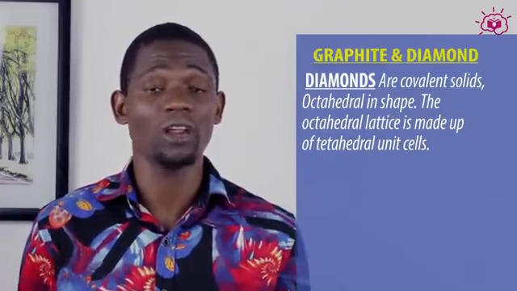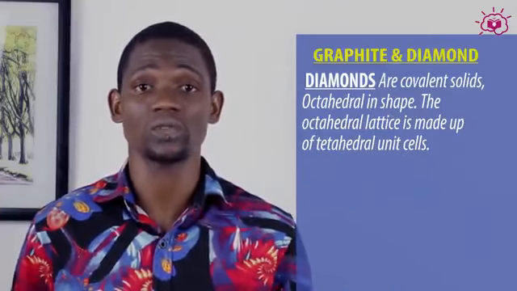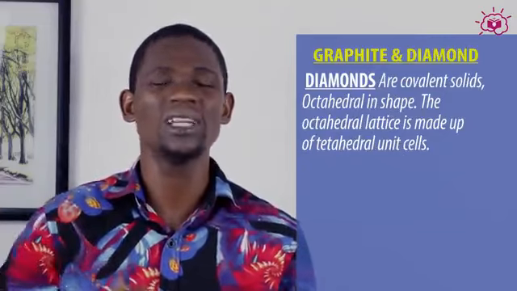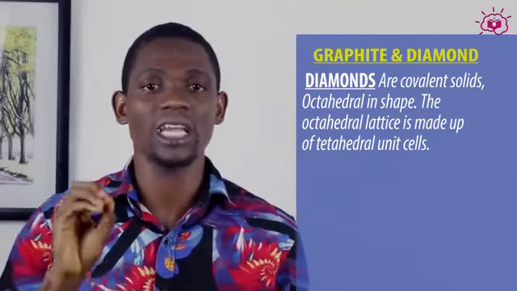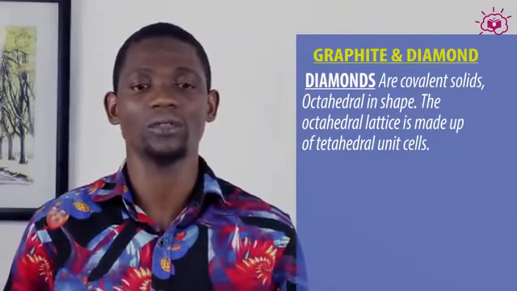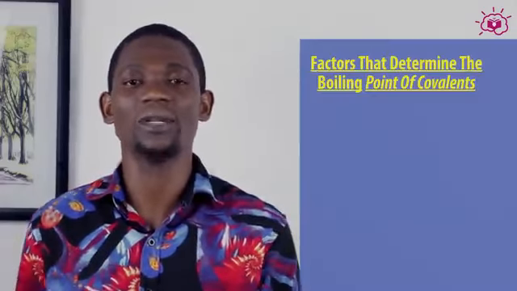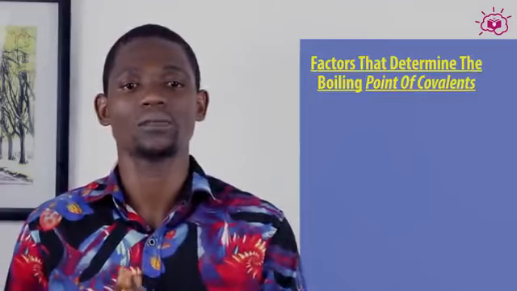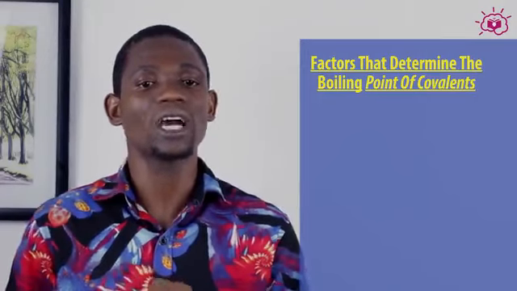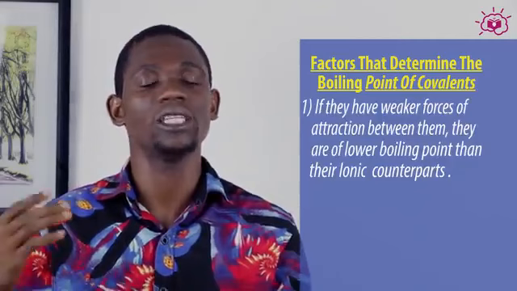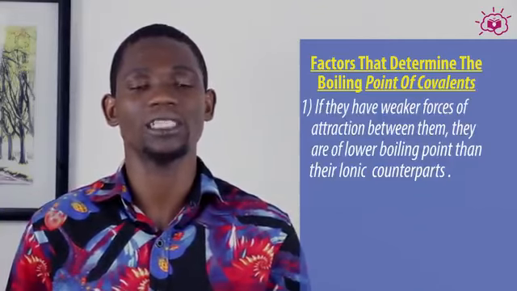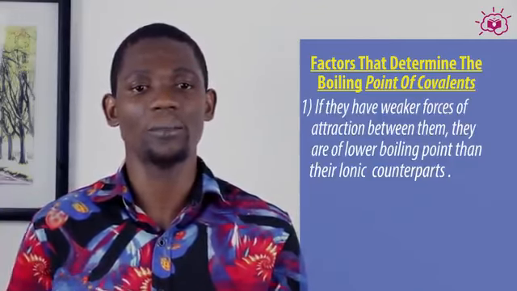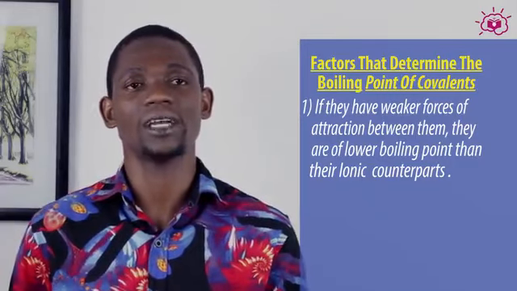Diamond is made up entirely of covalent bonds and is the hardest known substance because there are multiplicities of covalent bonds in a single unit of diamond. So let's look at the factors that can help us in determining the boiling point of covalent solids. One, since they have weaker forces of attraction between them, they have lower boiling points than their ionic counterparts. An example we can find is graphite.